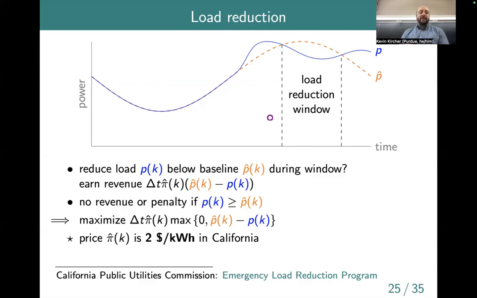Yes. Sorry, I'll just go through this whole slide, I guess, because it answers your question. Apologies, guys, I'll keep you a minute over. So for the load reduction problem, we have a baseline profile, which is the orange here, and then we have the true measured power consumption, which is the blue here. And then there might be a window.